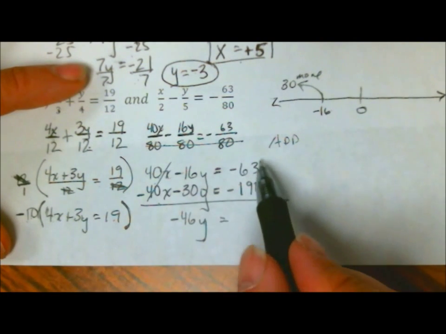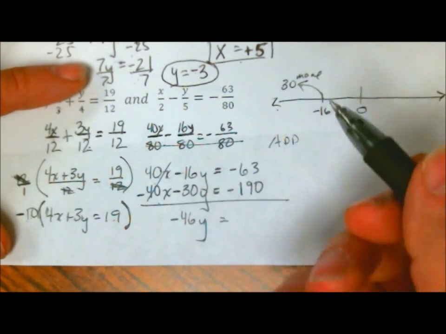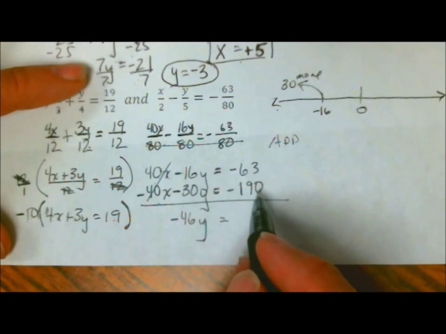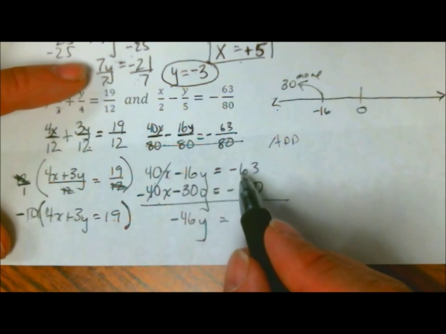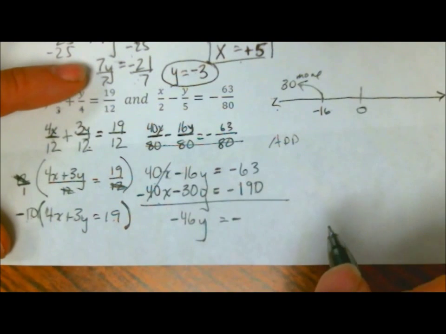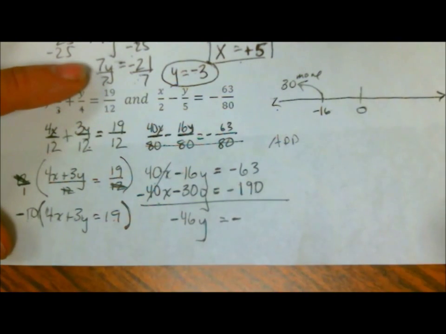The same thing applies with this. I'm starting at a negative 63 and going in a negative direction another 190. So that's the same thing as 190 plus 63, but it's negative. 190 plus 63 is the same thing as 200 plus 53.